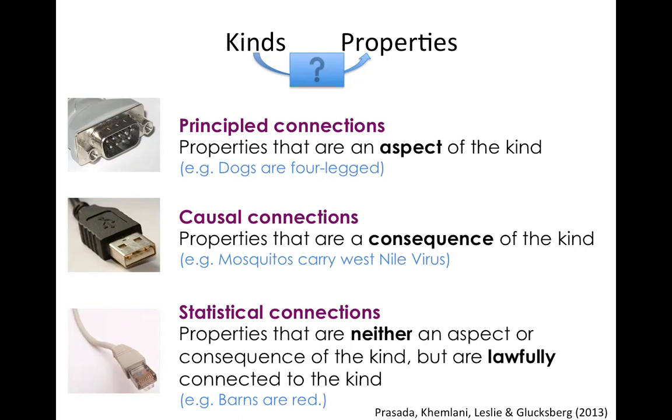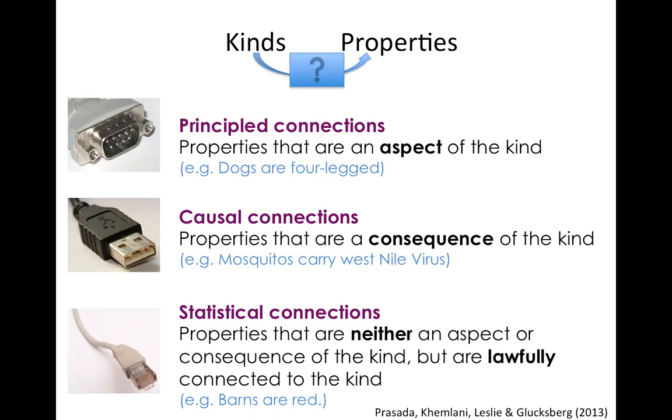These are properties that are neither understood to be an aspect of being a given kind of thing or a consequence of being that kind of thing, but are nevertheless lawfully connected to the kind. So barns are red. We don't think being red is an aspect of being a barn or a consequence of being a barn. Nevertheless, we think barns generally are red. They're external conditions which lead to that systematically being true.